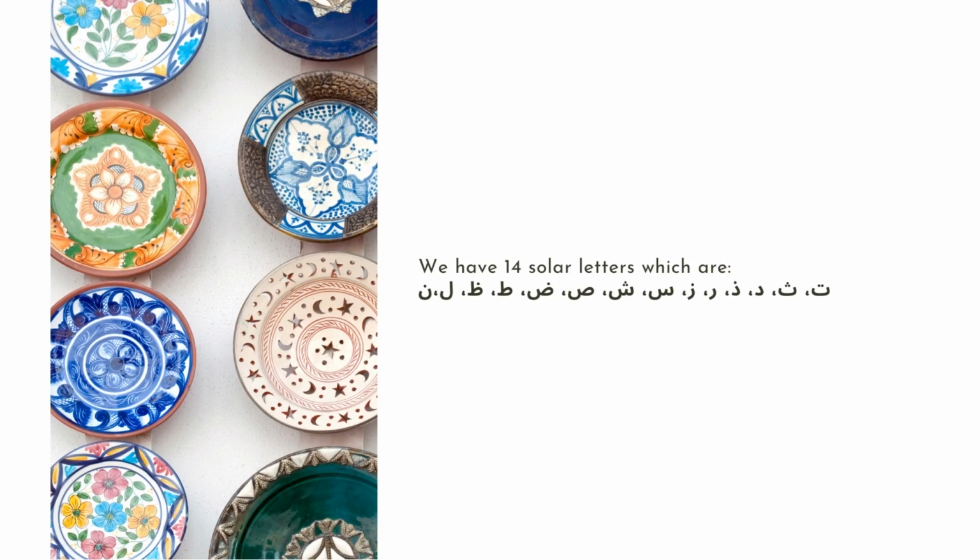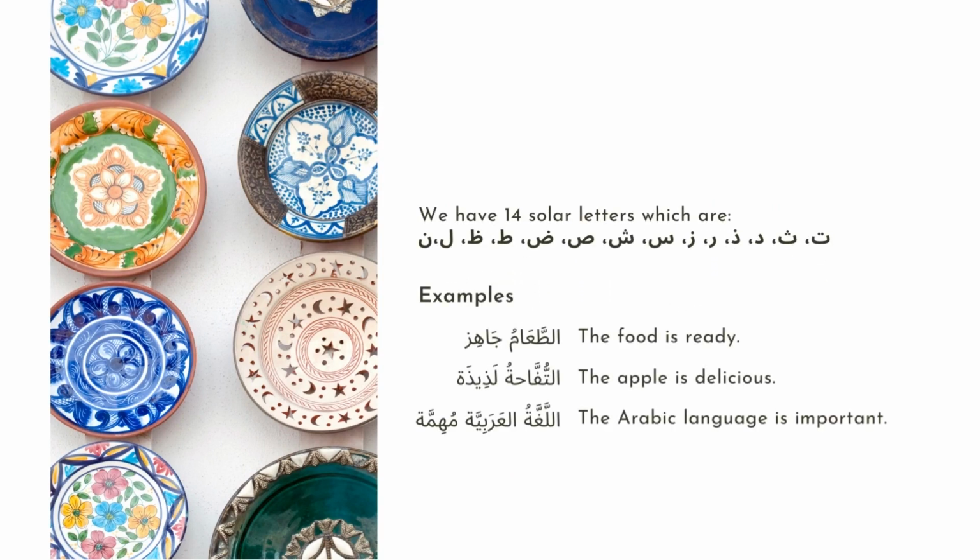Examples in sentences: At-ta'amu jahiz. The food is ready. The Taah here is an example of a solar letter. It's carrying a shaddah, and also the Laam before it is not pronounced.